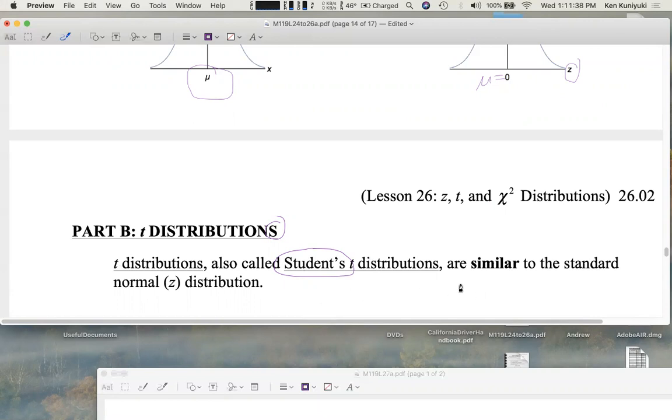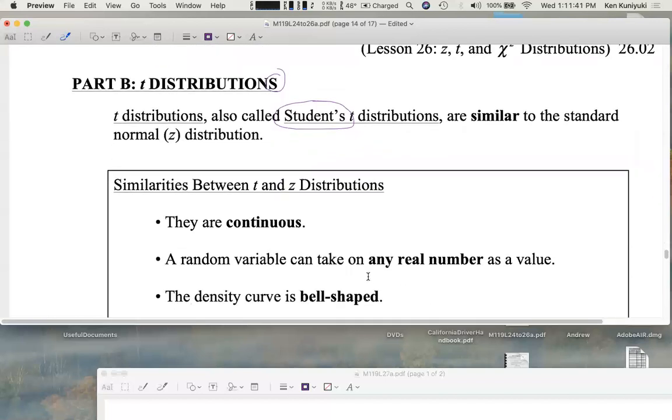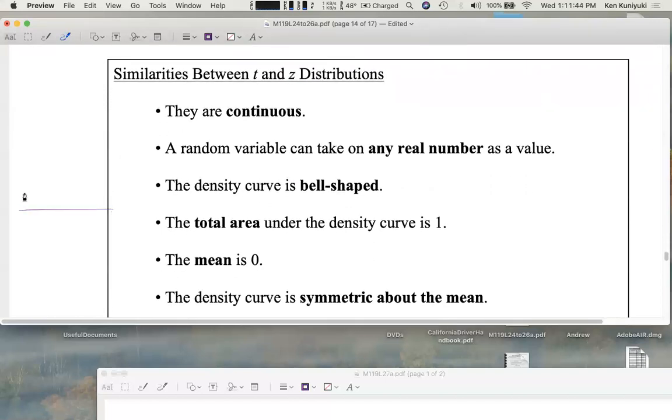Anyway, these T distributions are similar to the standard normal Z. For example, these T distributions are all bell-shaped, but notice I'm drawing these a bit differently. Well, like the Z distribution, they're continuous. So we have this continuous density curve. We're not talking about bars like for a binomial. A T random variable can take on any real number. The density curve is bell-shaped. The total area under the curve is 1. So far, it's basically like the Z.